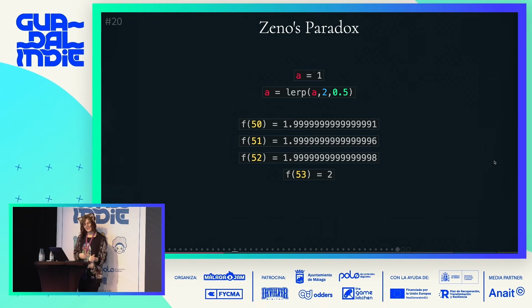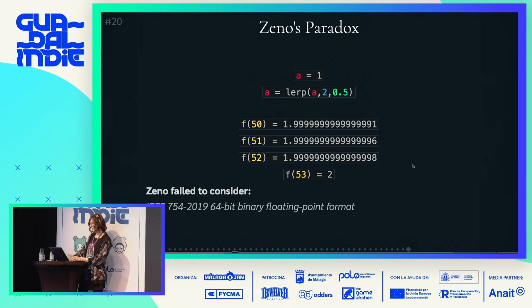Except you actually will in this case. So Zeno, he didn't know that it actually just takes 53 iterations to reach the target. And that's because Zeno just failed to consider binary floating point formats. So very, very weird that he missed that fact.